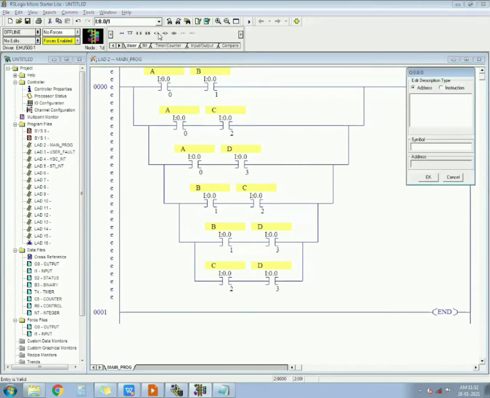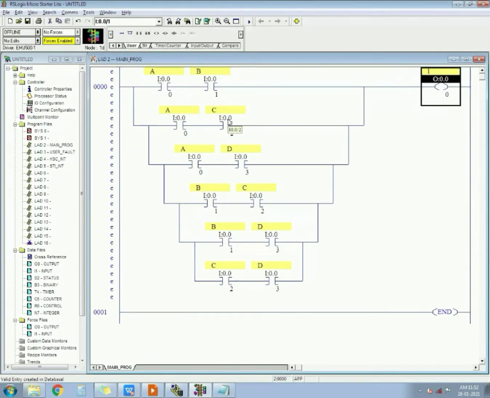Let's write the name 1. I am not writing it A to avoid confusion. So this is the first output. It gets on when any 2 inputs get on. But there is some problem when I compile this. See, it will show some error.